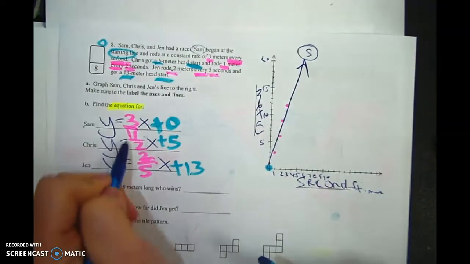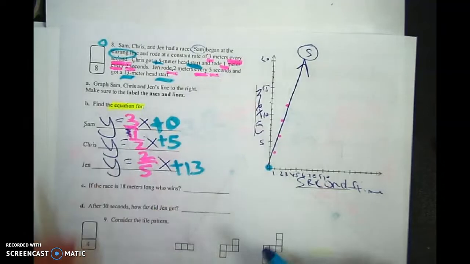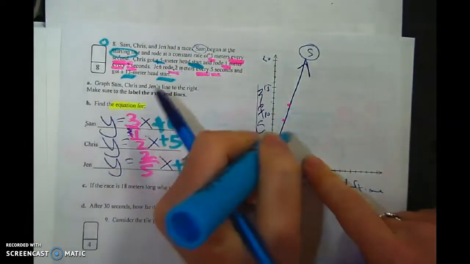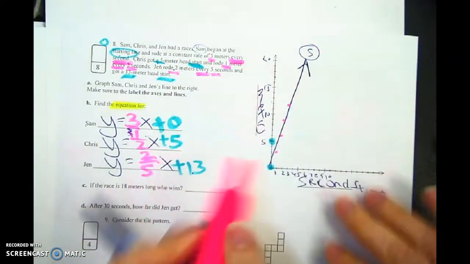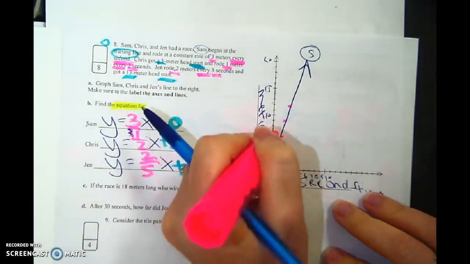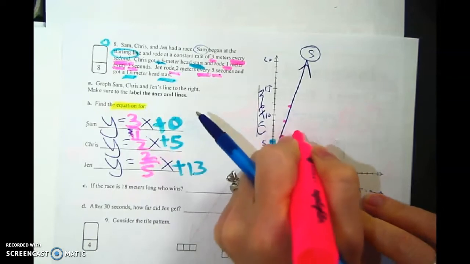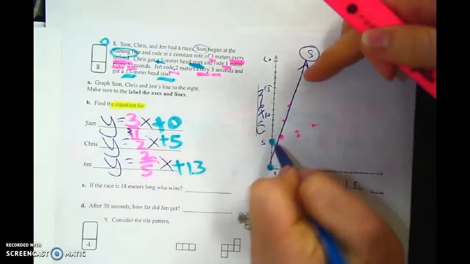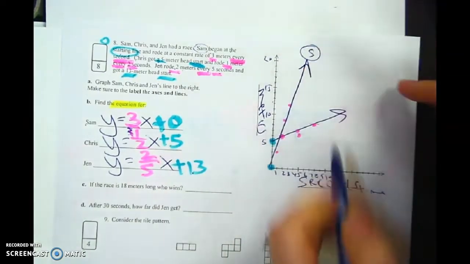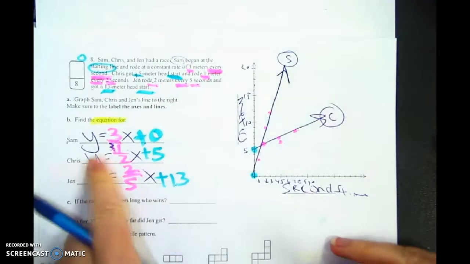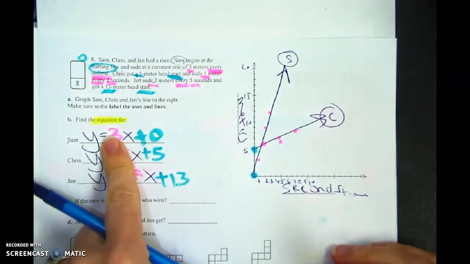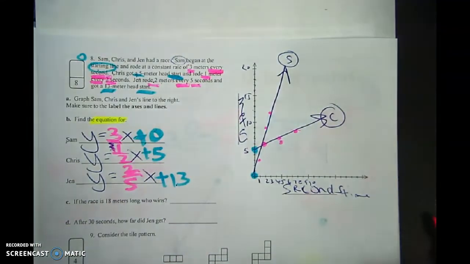I think I put 11. I meant to put, oh, I see. Let's not confuse that. So I start with 5 for Chris. And I'm going to go up 1, right 2. Up 1, right 2. Oops, I didn't do that very well. Up 1, right 2. I don't know if you can tell, but this one isn't going up as quickly, which means Chris is going a lot slower than Sam, which is why Chris got a head start.